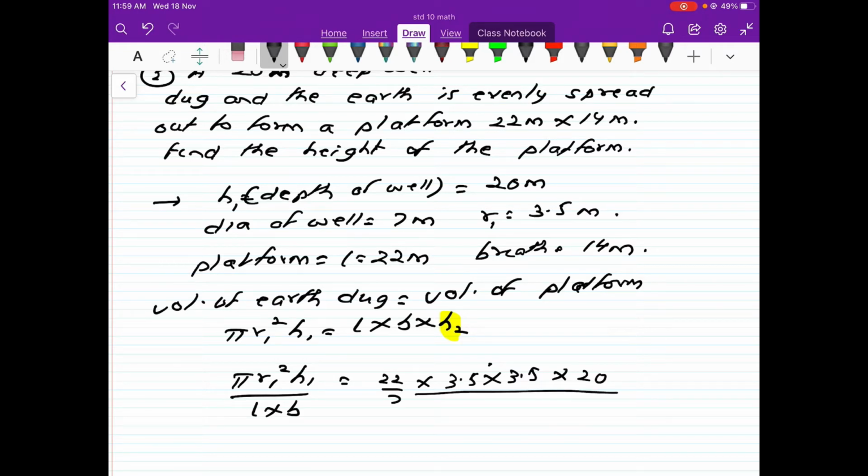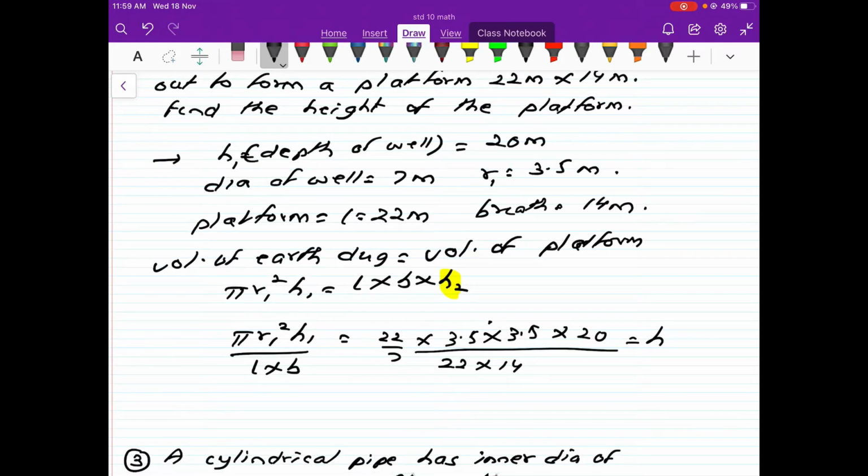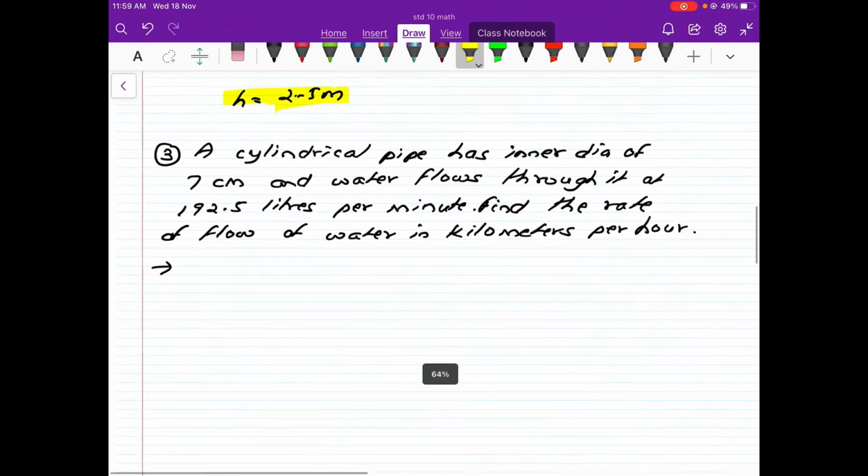What is the length given here? It is 22 into 14. So this will give us the h. When you calculate this, we are getting h is equal to 2.5 meters. So what is important here in all the sums is you equate the volume to the volume. Now these were two sums on embankments.